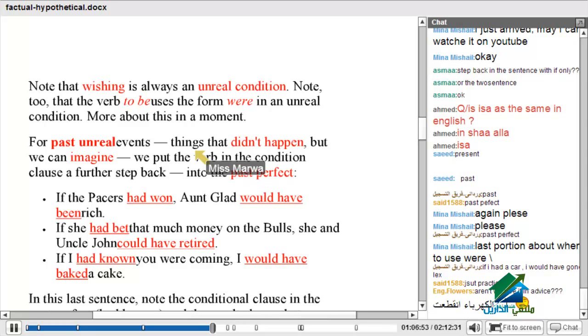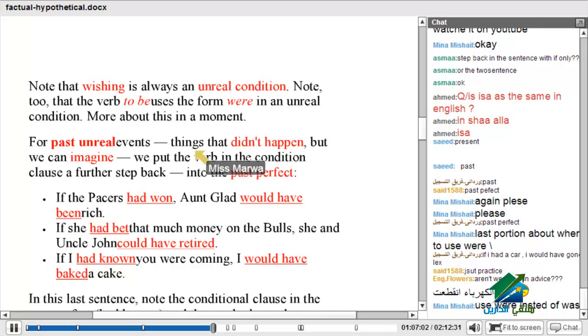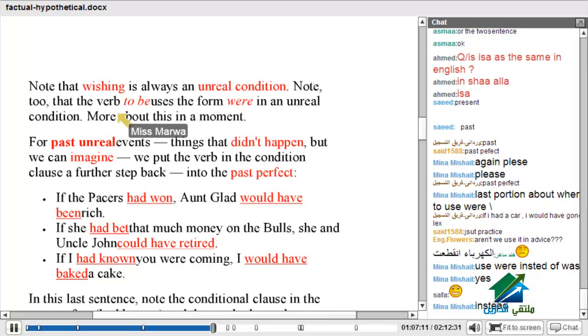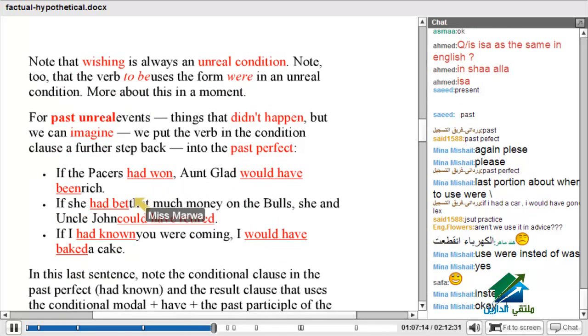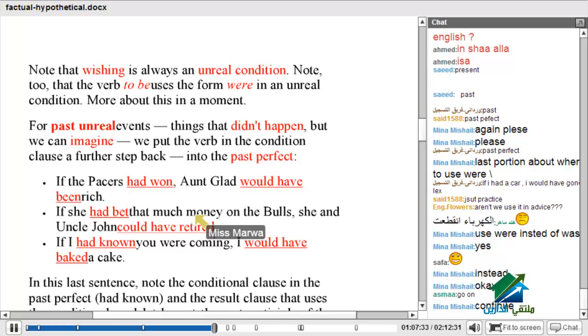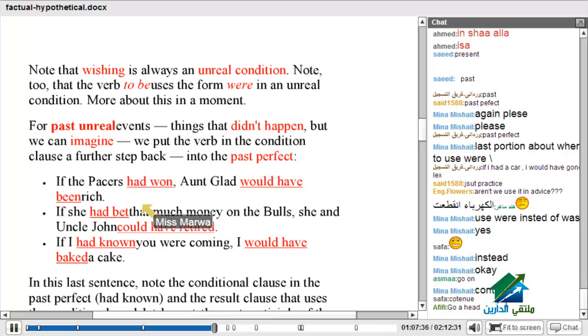Don't worry, honey, don't worry. Okay. Welcome back. Mina, you got it? Yes, yes. You have to use were all the time instead of was. Okay. Yeah. Type anyone here. Do you have any question? عشان أنا I'm going كده. I want you to understand everything. Do you have any question or do I have to continue? Okay. Thank you.